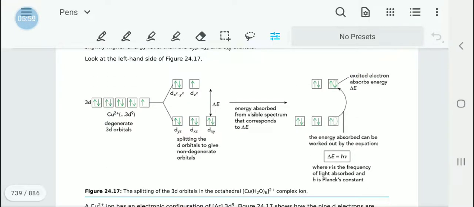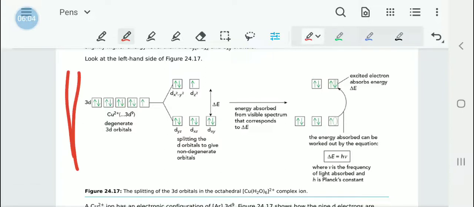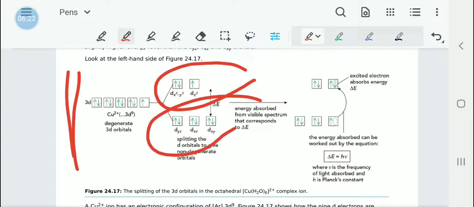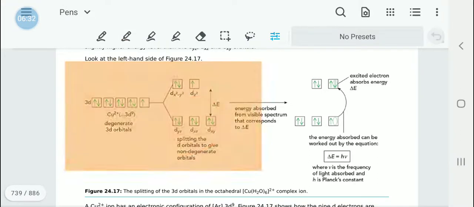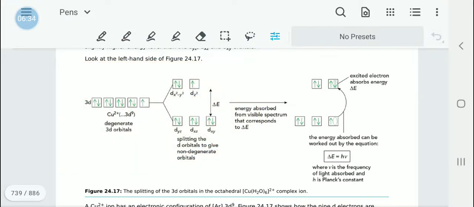This is going to be the explanation for that. If you study this diagram properly, you will understand what happens there. Initially you have degenerate 3d orbitals, then they split in this manner, and finally you have excited electrons that absorb the delta E difference to provide that imbalance of energies.